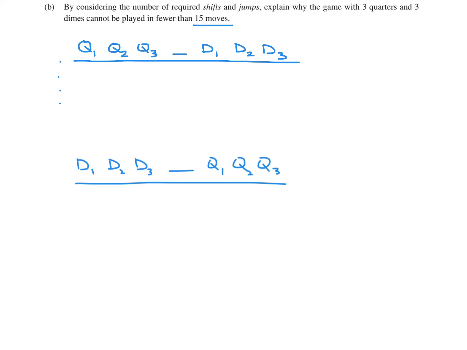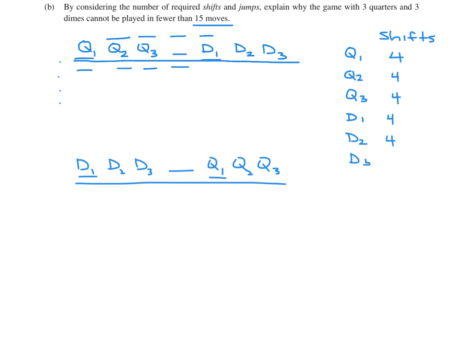All right, so let's talk about this. For each of these to move, for this guy, for example, to end up here, he has to move 1, 2, 3, 4, right? So he has to move 4 times, if it was just shifts, meaning there were no jumps involved. And similarly, Q2 would be 4, Q3 would be 4. And the same story holds true for the D's, right? This D1 here would have to go 1, 2, 3, 4 to end up here. And same thing with D2, D3. So if there were only shifts, there would be a total of 4 times 6, which is 24 shifts that would need to be done.